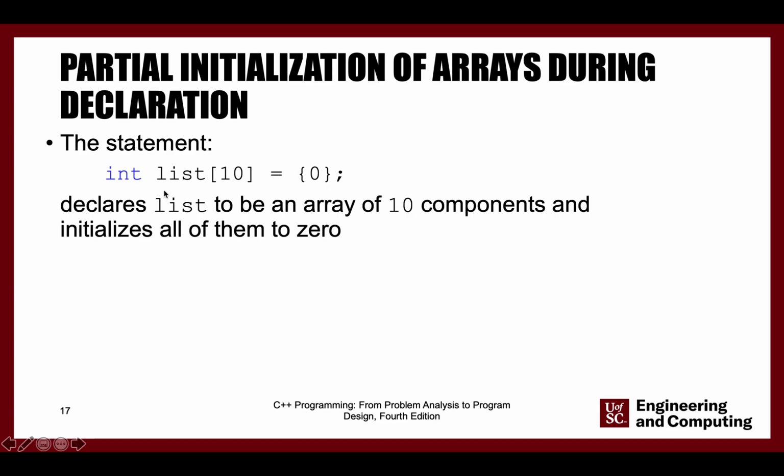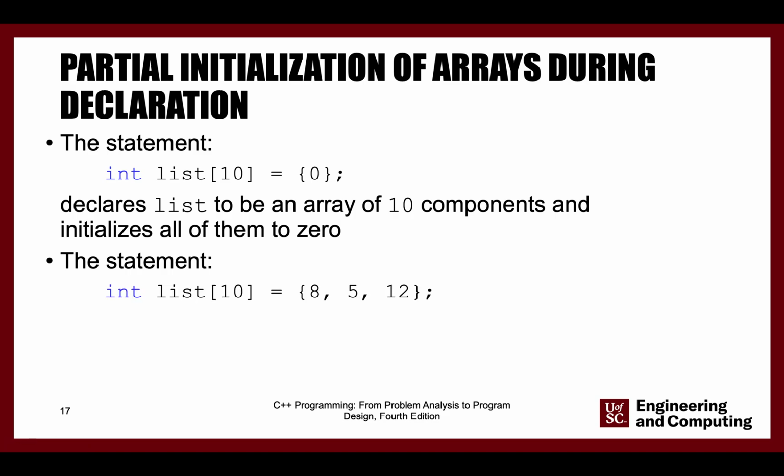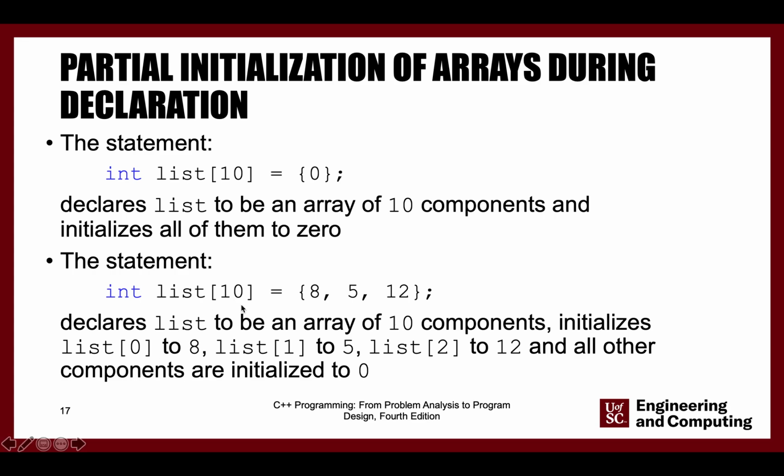Actually, I'm sorry. This is a special one. What this one does is it initializes all 10 of the components to 0. You just give it one value. However, this statement does something a little bit different. It will set the first 3 elements, so listed 0, 1, and 2, to 8, 5, and 12. Everything else is initialized to 0. So C++ is nice in that sense. If you initialize arrays this way, it'll initialize everything to 0 and will partially initialize parts of your list depending on what you pass it.